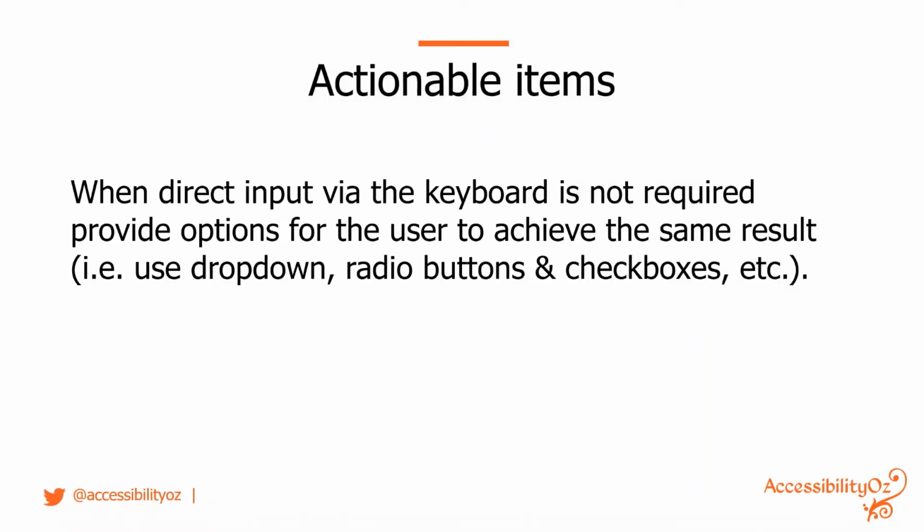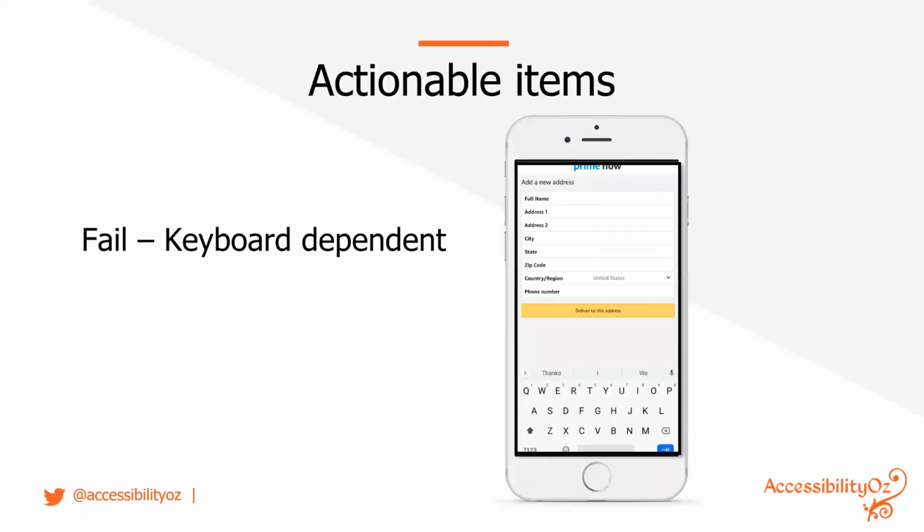When direct input via the keyboard is not required, provide options for the user to achieve the same result, i.e. use drop-downs, radio buttons, text boxes, checkboxes. So this is keyboard dependent here. You've got here the United States. It's a series of address fields. You specify the country, region, United States, but you have to actually type in the state and the zip code.